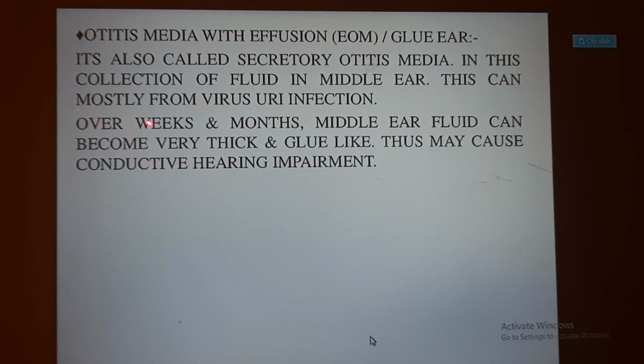This one lasts for weeks to months. It is not acute, it is a longer duration, but not as long as chronic. Over weeks and months, the middle ear fluid can become very thick and glue-like, with a gummy or sticky feel, and that fluidity constantly remains. Thus this causes conductive hearing impairment. There will be a problem in hearing sensation. This is otitis media with effusion.